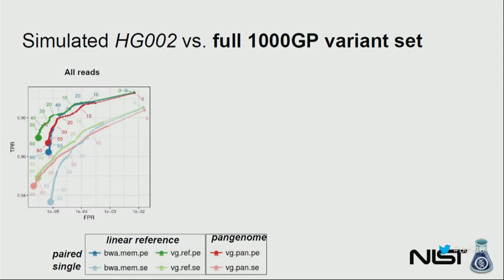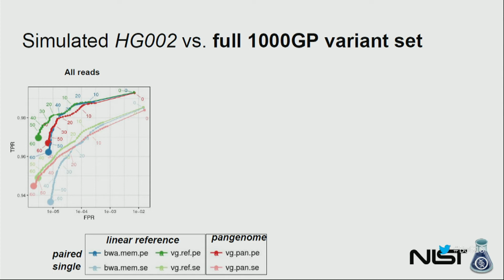So we can actually build these graphs. And then we want to evaluate how well they perform. So to do this, we can't take a real read data set and know where the read should map, so we have to simulate. We used the Genome in a Bottle truth set for a sample that was not in the graph. Here I'm showing ROC curves. This is the best possible outcome, lowest false positive rate, highest true positive rate. And there's 2 sets of things we see, single-ended mapping and paired-end mapping. The green and blue are against the linear reference. This is BWA, this is VG, and this is against the pan-genome in red.